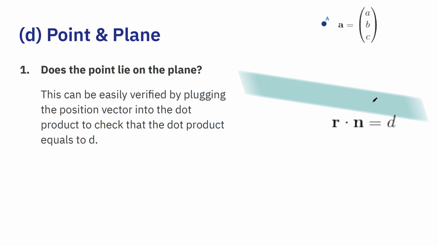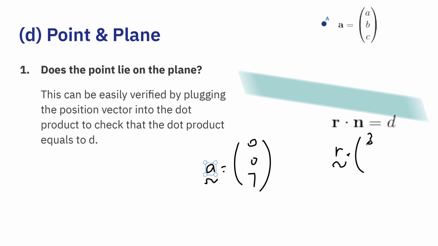So for point and plane, the first question they can ask is, does the point lie on the plane? Let's say we are given a point 0, 0, 7, so our A is equal to 0, 0, 7. And the equation of our plane is, let's say, r dot 3, 4, 5 equals 35. The normal vector here is the vector that is perpendicular to the plane, so our normal vector is equal to 3, 4, 5.